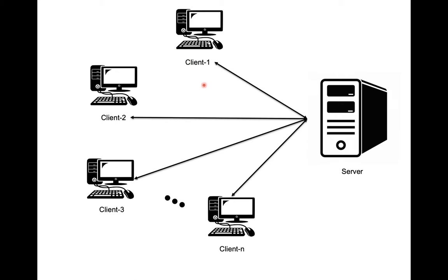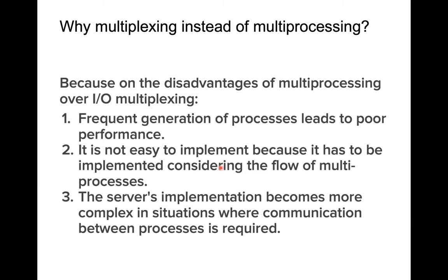In today's lab, we are studying a different technique, which is I/O multiplexing. In I/O multiplexing, we are not caring about any child being born for each client, but instead, if there is data coming from any client, it should be relayed to the server. So let's first understand why multiplexing outperforms multiprocessing. I'll explain these three points.